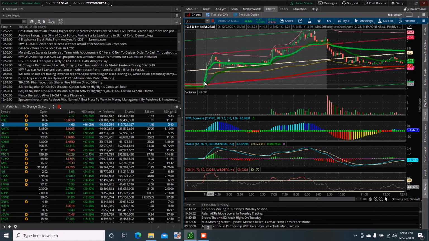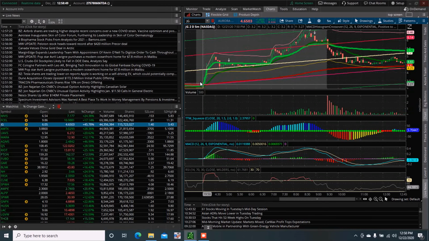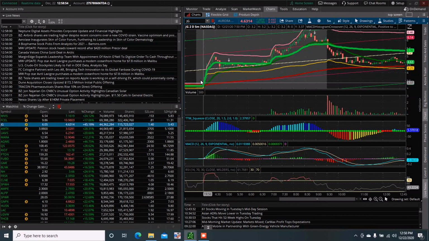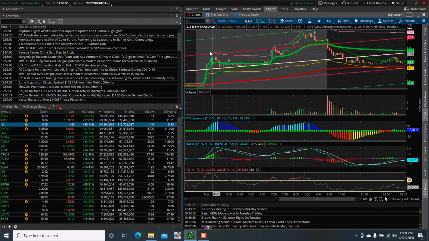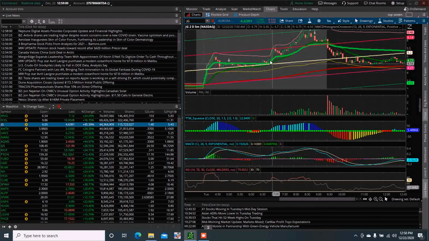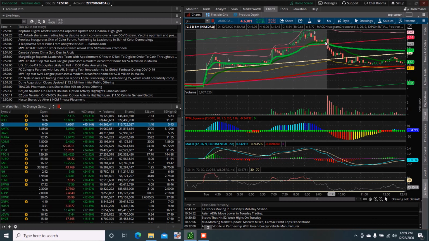Here's your 20. Here's your 200. First green candle to break the 20. Buy. Bang! You could have ran that from 327 all the way up to 532. Again, you don't want to buy in away from the 20 because it always comes back to the 20.